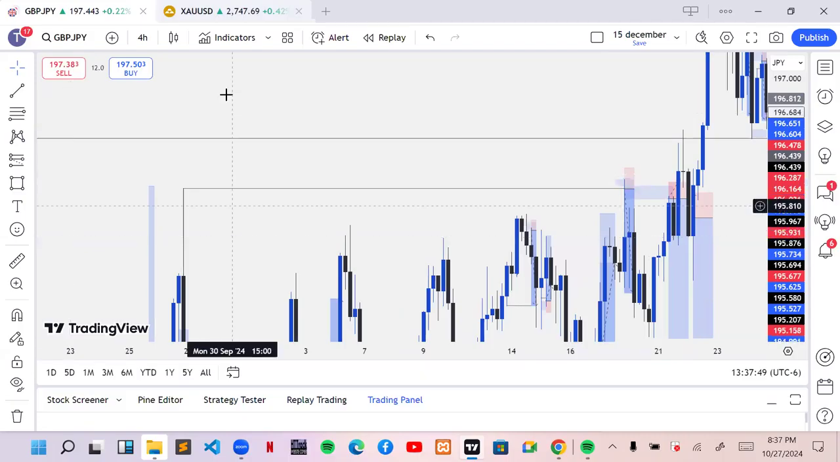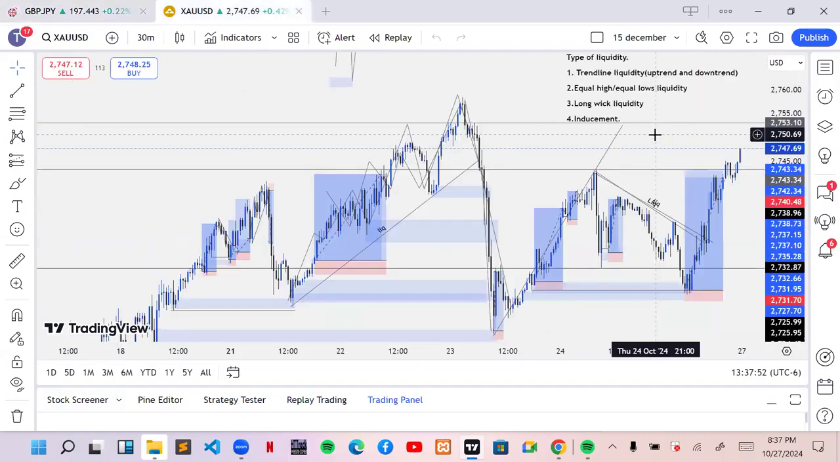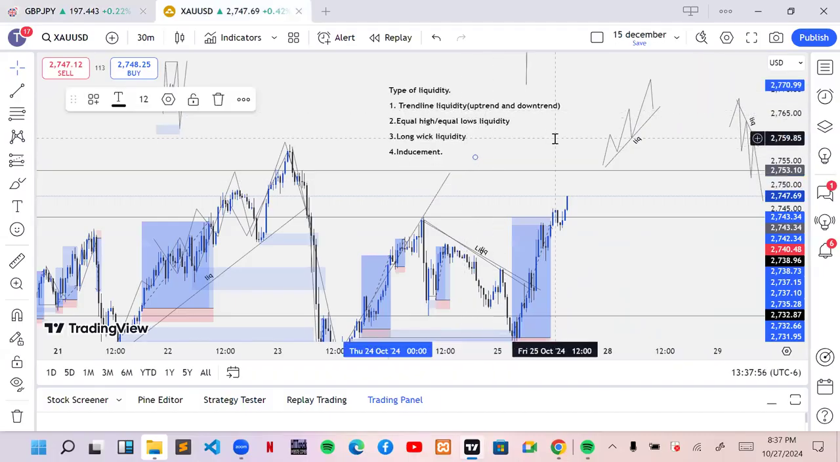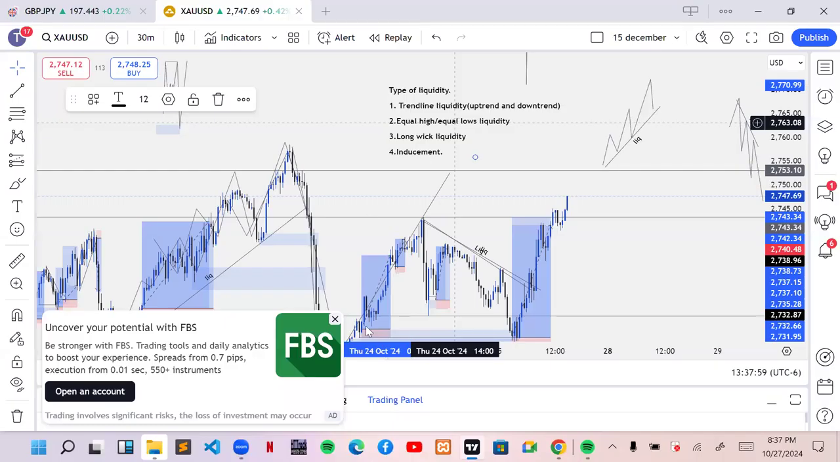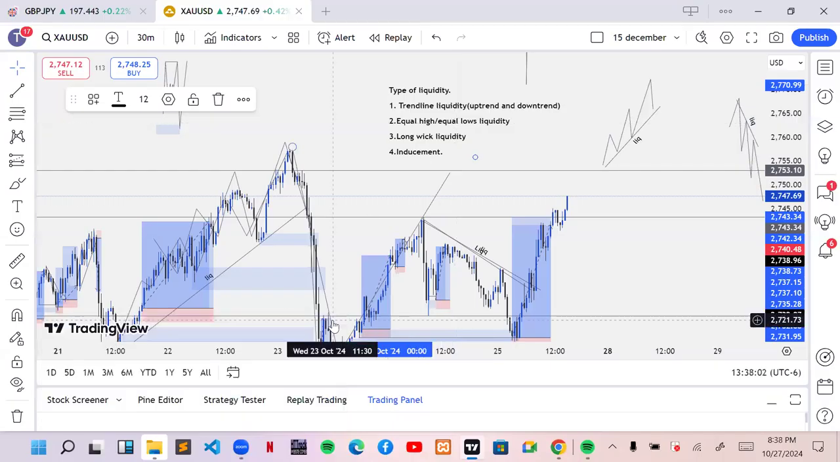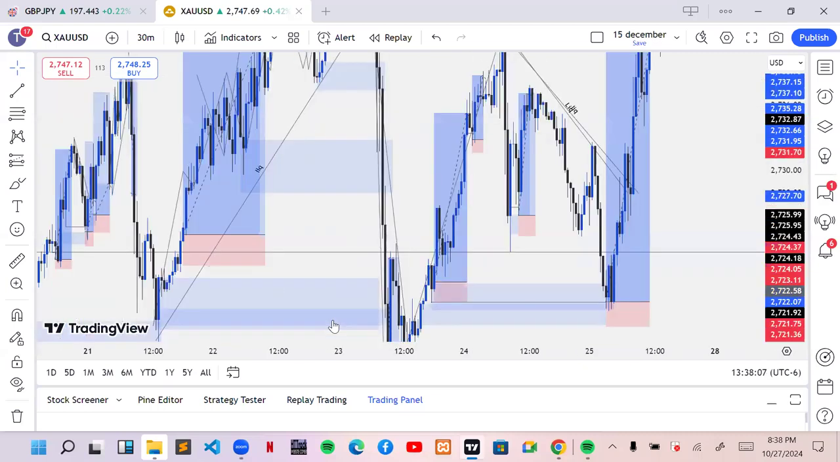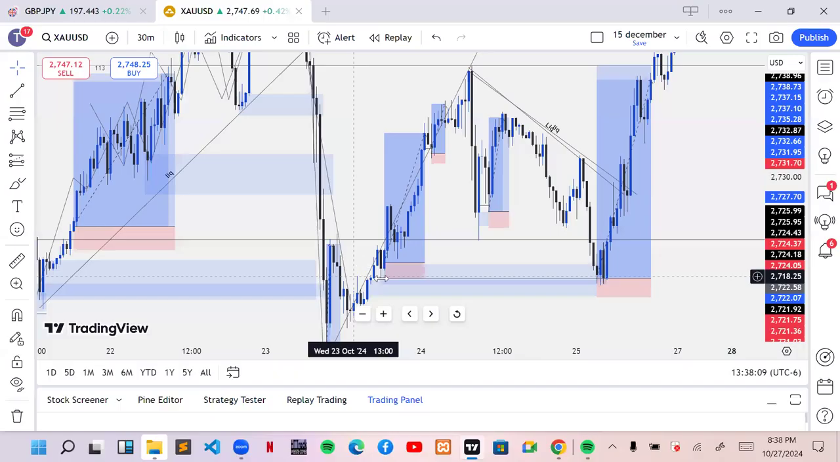So there is trend line liquidity that is uptrend and downtrend. There's equal highs and lows liquidity. There's long wick liquidity, and then there's the one you people know, inducement. Inducement is basically the first pullback that the market makes after a structure shift or structure. So, for example, here is your inducement.